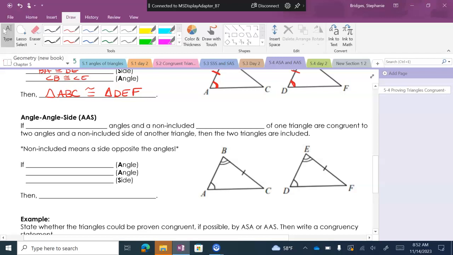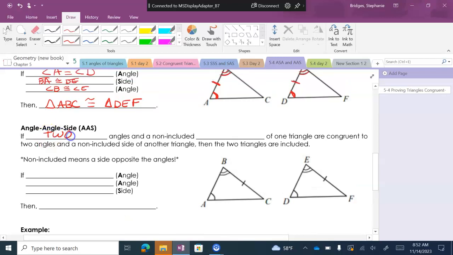Oh, I didn't fill in the blanks, I'm sorry. Let me do this. If two angles and the non-included side is what that's supposed to be. I'm sorry, I was skipping ahead. Two angles and the non-included side, so the side that's not in between those two, of one triangle are congruent to two angles and the non-included side of another triangle. Then the two triangles are, that's not supposed to say included. Somebody change that, please, on your paper. That is congruent. That was a typo that I did not catch until after I printed it. I have to change that included word to congruent.